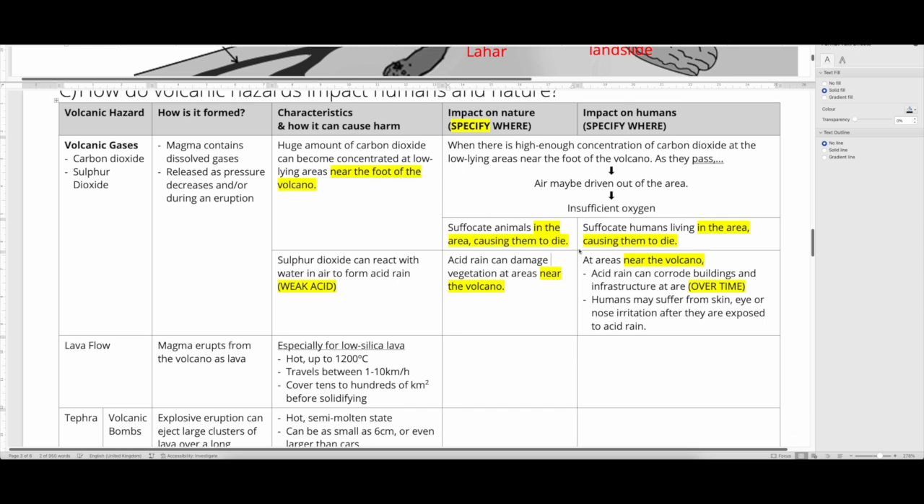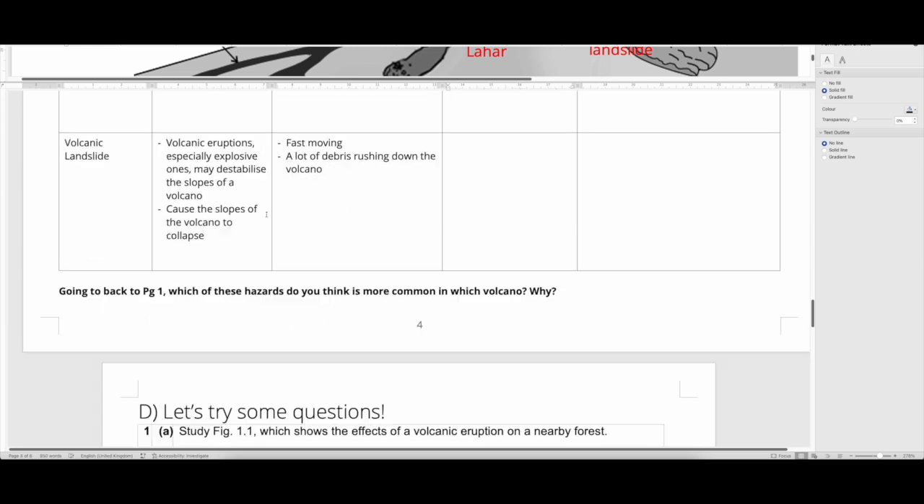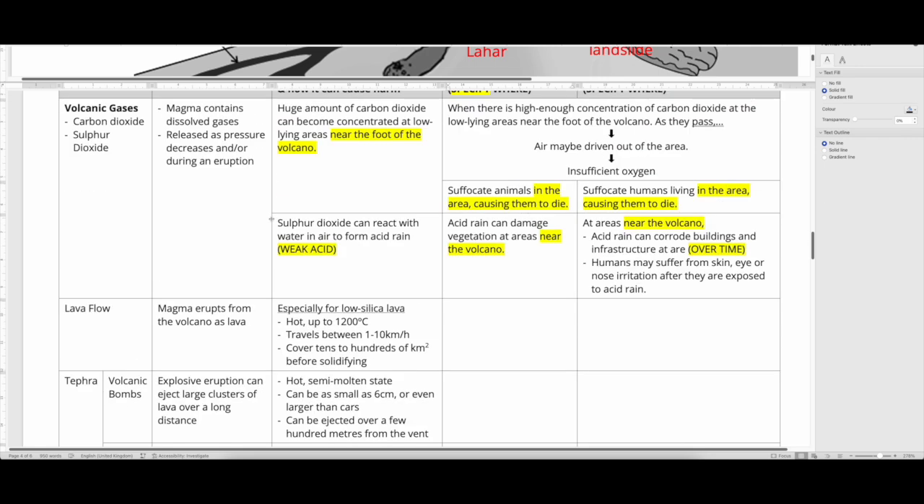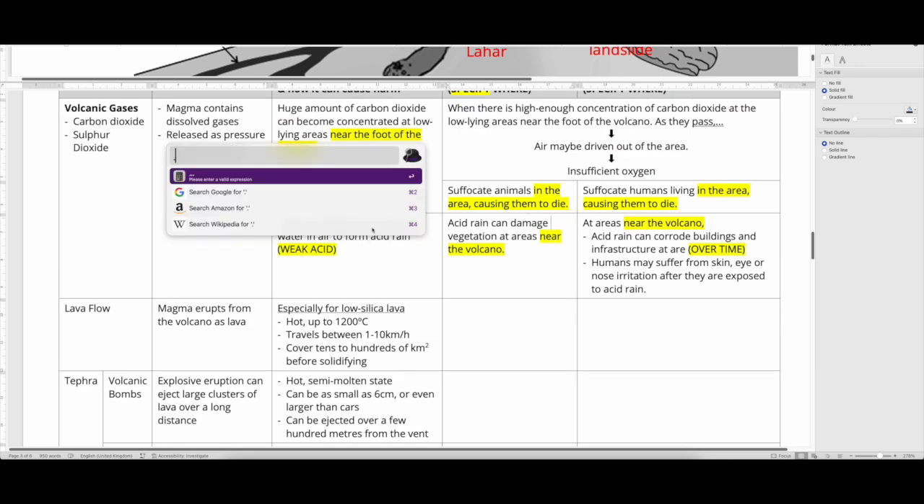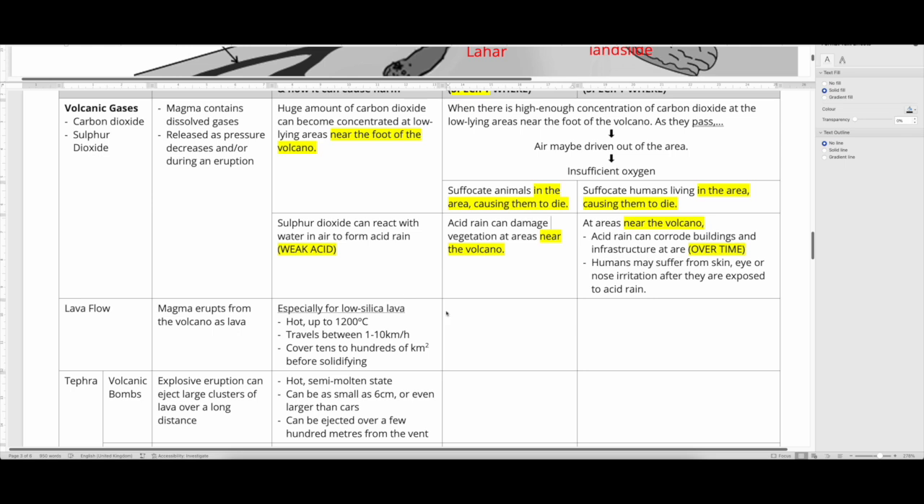Okay, so can you do the same for lava flow, tephra, pyroclastic flow, lahar, and volcanic landslides? Pause the video and try to complete it. And once you're done, you can unpause the video. Okay, are you done? Let's take a look.